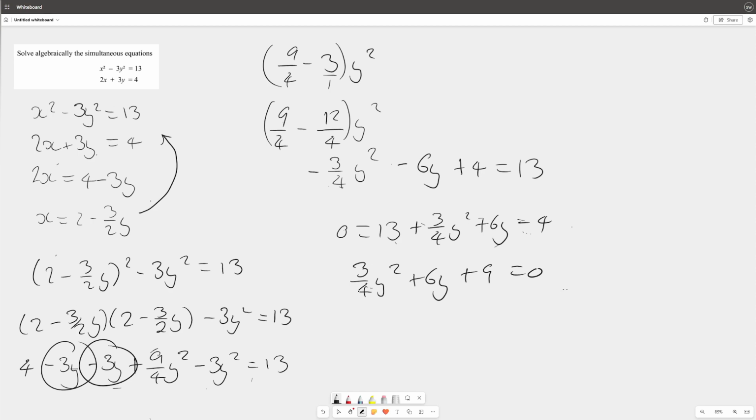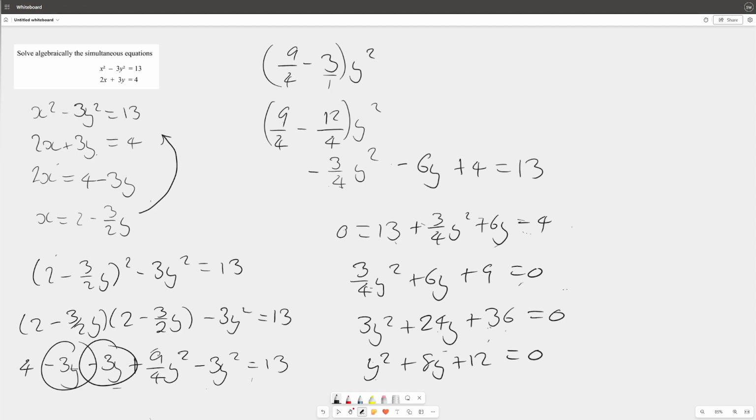Now to deal with this fraction, I can multiply everything here by 4. So I will get 3y squared plus 6 times 4 is 24. And 9 times 4 is 36. And that is going to be equal to 0. Now what's convenient here is that every one of these terms is divisible by 3. So 3 divided by 3 is 1, 24 divided by 3 is 8, and 36 divided by 3 is 12. So this is going to leave us with y squared plus 8y plus 12 equals 0.